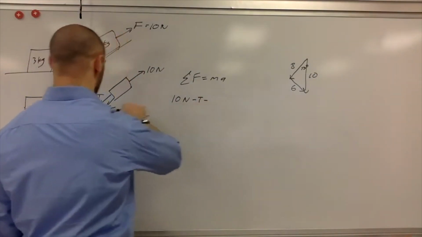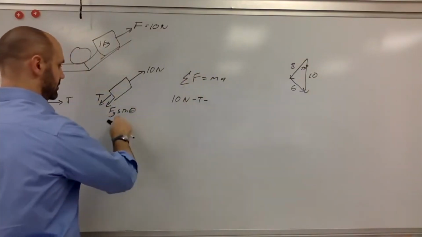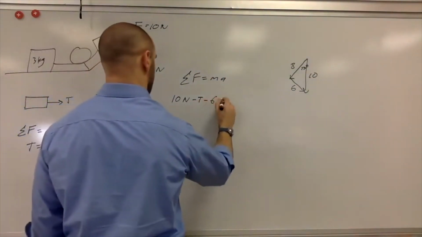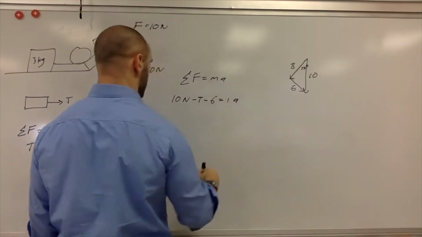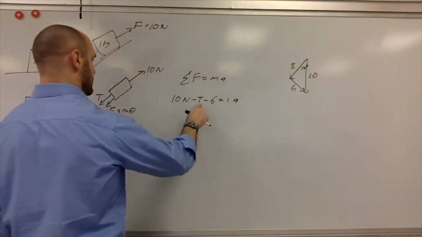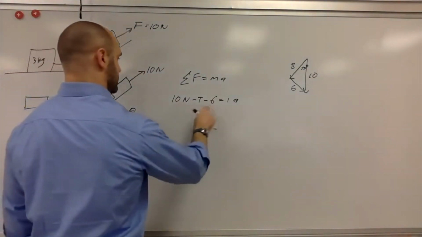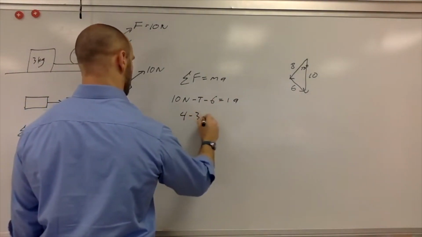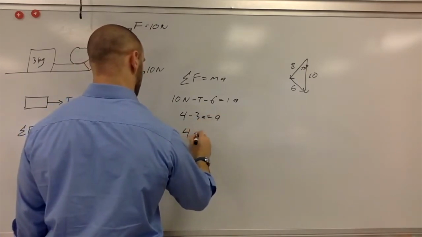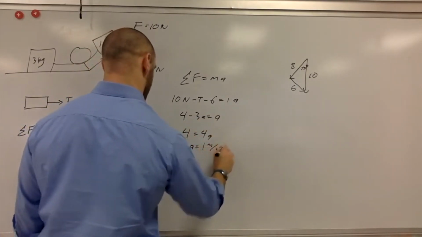And so then this would be 10 sine of 37 degrees, but it'd actually be 6. Right? So 6 equals m, which is 1, times a. But T is also this thing, right, 3a. So I can do 10 minus 6 was 4. So 4 minus 3a equals a. So 4 equals 4a. So the acceleration is 1 meter per second squared.